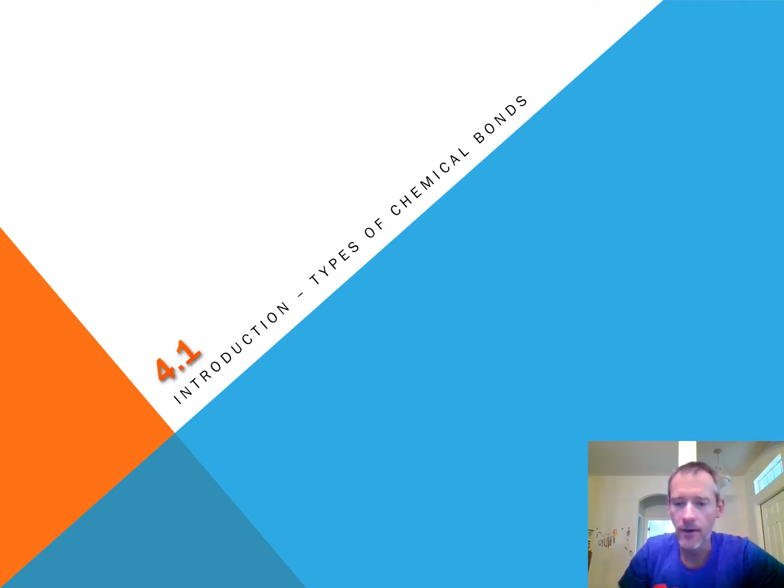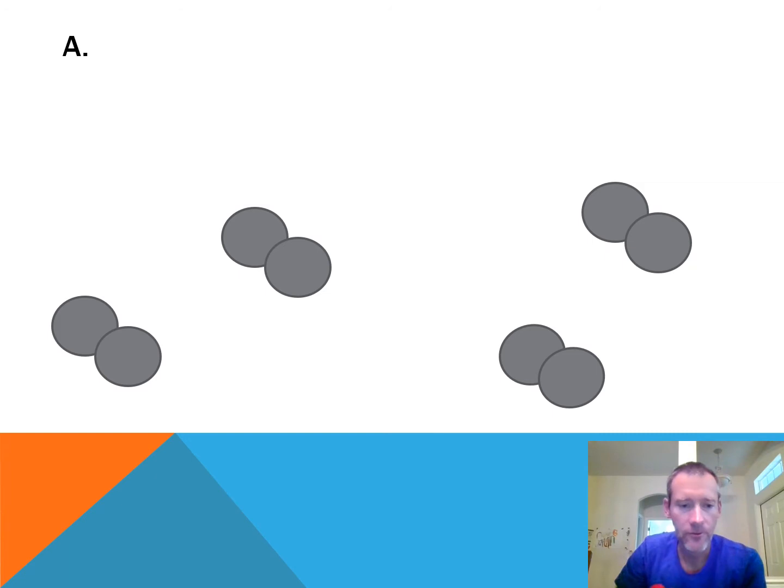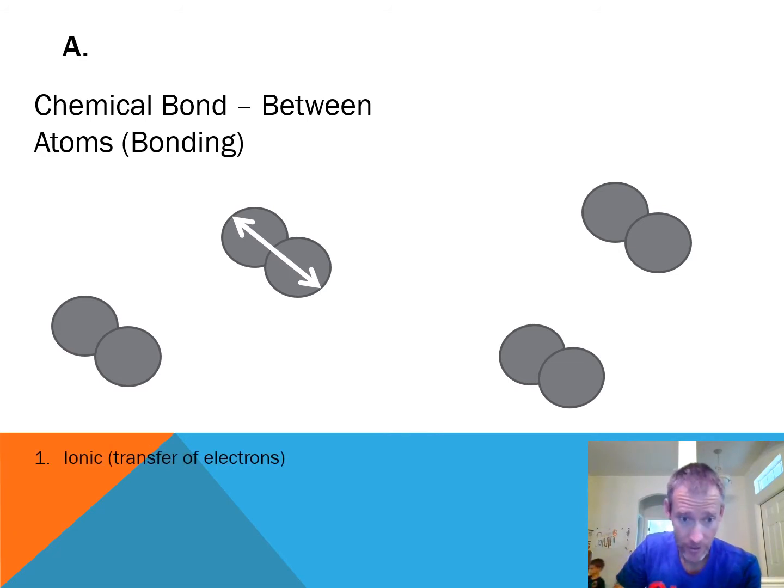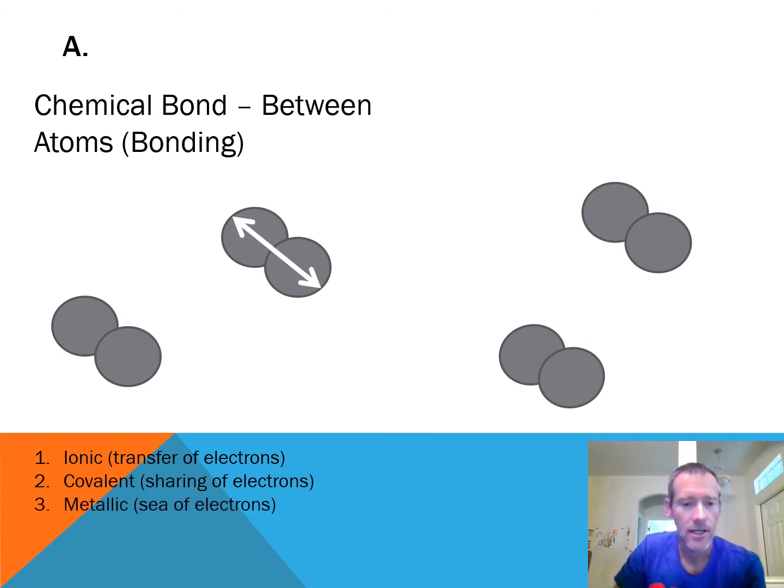All right, so types of chemical bonds. We should be familiar with all the types of bonds. You have the bonds that are between the atoms, so how atoms are interacting. Okay, and then we also have ionic, that's the transfer of electrons. We have covalent, which is the sharing of electrons. Metallic, which is the sea of electrons, so electrons are within, exactly what it is, a sea.